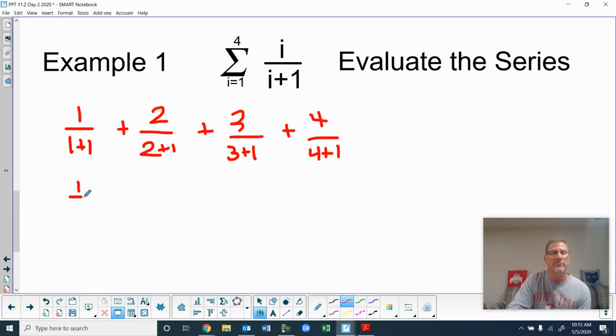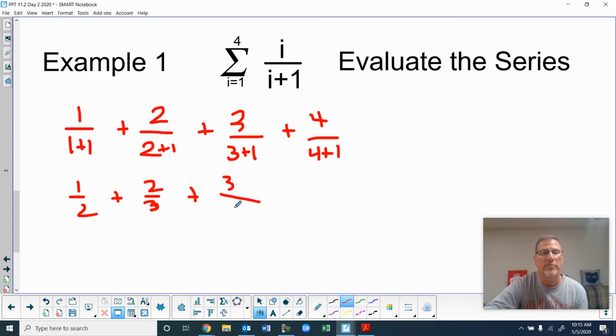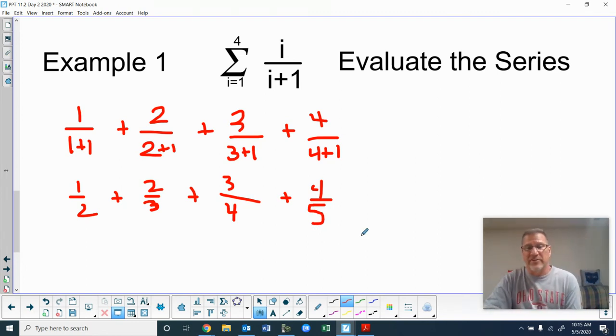So 1 over 1 plus 1 is a half. And 2 over 2 plus 1 is 2/3. Got to relax here. All right. Third term is 3 over 3 plus 1, 3/4. And the fourth term would be 4 over 4 plus 1, or 4/5. So then I add those up. And you can just put that in your calculator if you want.